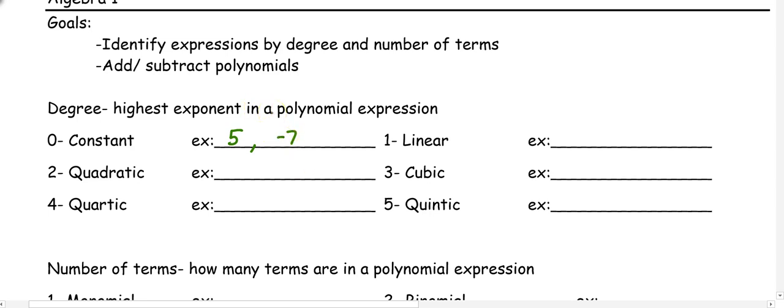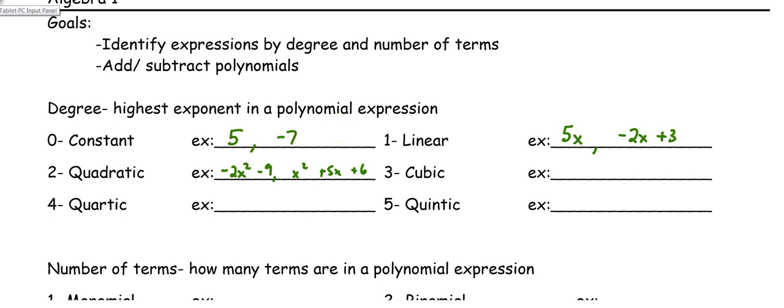A linear, which is a degree of 1, means it's going to have an x term somewhere. So something like 5x or -2x plus 3 are both examples of linear expressions. For a degree of 2, this is called a quadratic, which means it's going to have an x squared somewhere. So for example, -2x squared minus 9 or x squared plus 5x plus 6.